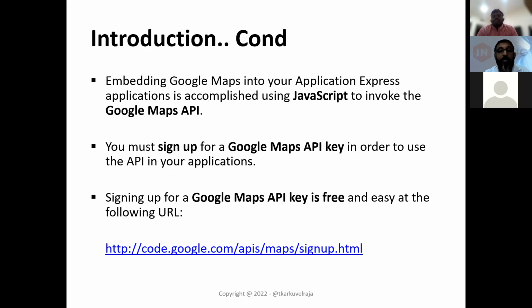Using JavaScript, we are going to integrate Oracle APEX with Google Maps. Embedding Google Maps into your application is accomplished using JavaScript to invoke it. Why are we going for JavaScript? JavaScript has an inbuilt API to invoke the Google Maps API instead of using PHP. In PHP also you can do it, but I would prefer JavaScript to integrate anything. If you want to integrate WhatsApp, Telegram, anything, JavaScript will be the best tool. You can easily integrate iReport and Jasper reports. Many reports you can integrate with Oracle APEX using JavaScript.